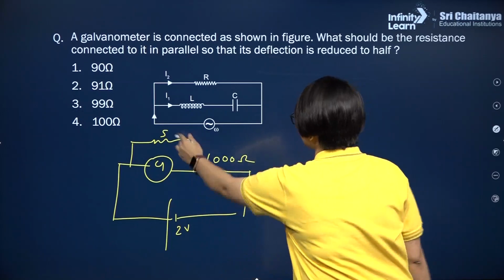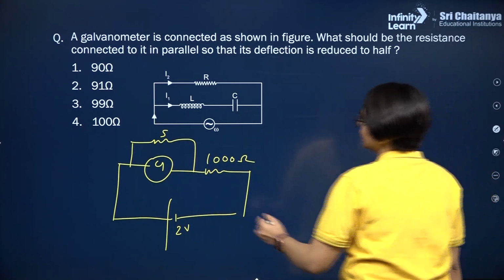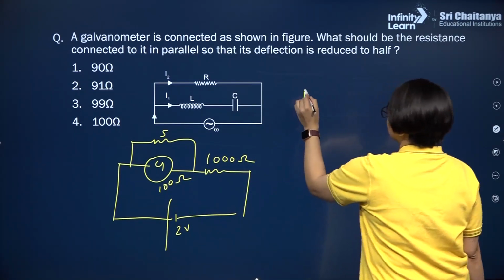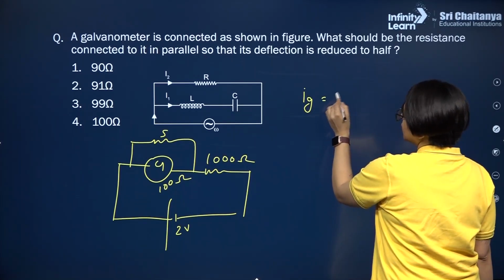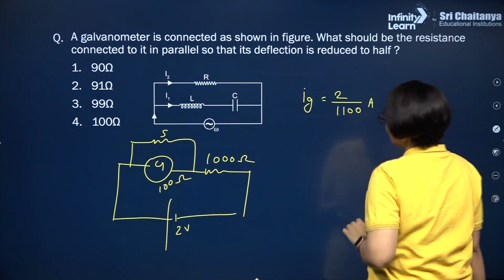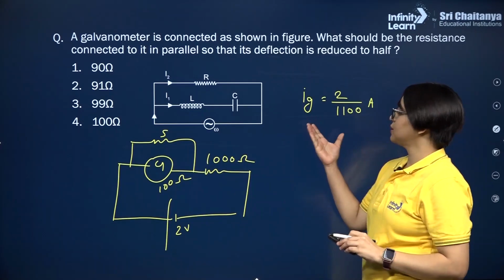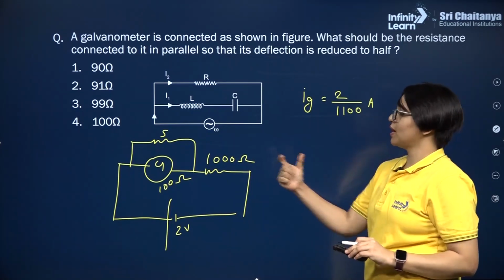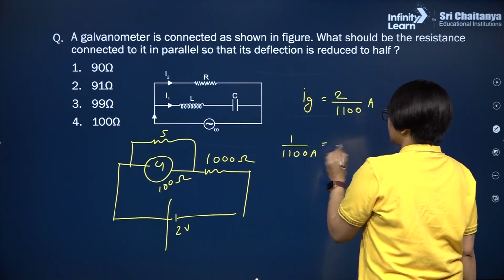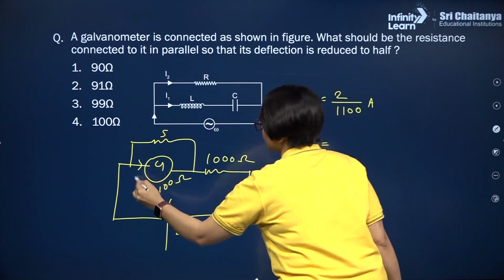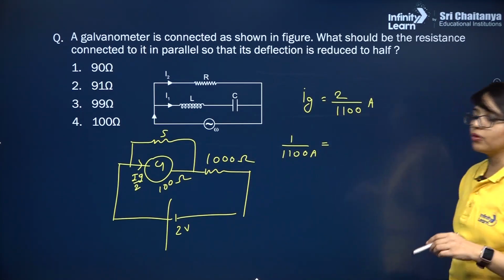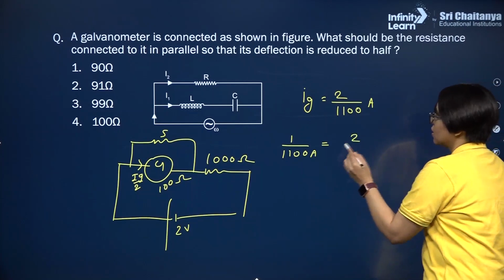So initially when there is no shunt, this galvanometer has resistance 100 ohm. If there is no shunt, the current through the galvanometer is the total potential difference divided by the total resistance, that is 2 upon 1100 ampere. Now the deflection through the galvanometer should be half, that means the new current that should flow through the galvanometer should be Ig by 2. So it is 1 upon 1100 ampere, right, and this current will flow here. Then find this current, it will be what? It will be V upon R, V is equal to IR. So V is 2R.